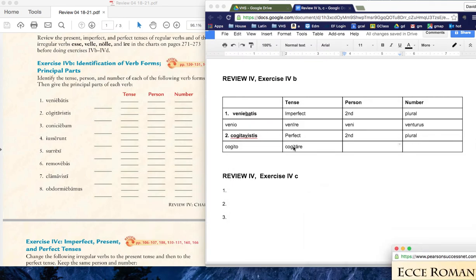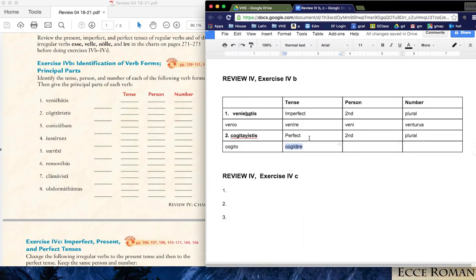So cogito, if we want, we can just go like this. Are, avi, and atus. Again, you're not required to put those long marks in, but cogito, cogitare, cogitavi, cogitatus. So that's the first two for exercise 4B.